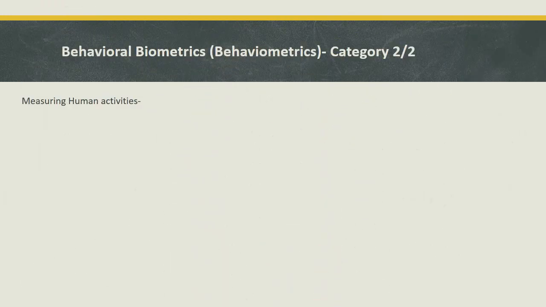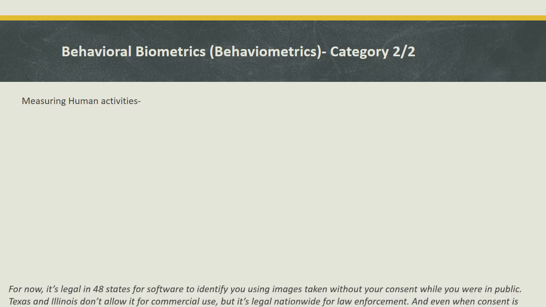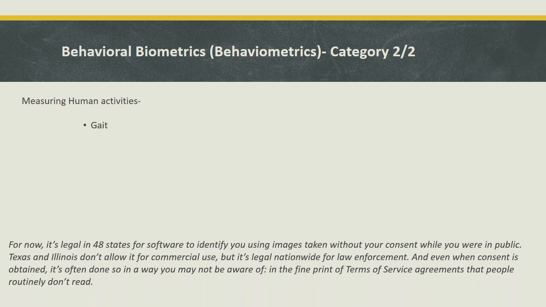The second category is behavioral biometrics, or as some researchers might call it, behaviometrics, which is the measure of unique patterns found in human activities, like gait. Everyone knows how easy it is to recognize a friend or family member from their walk, even from a distance. While iris scans and fingerprint recognition generally require a cooperative subject, a person's gait can be recognized from low-quality CCTV footage.